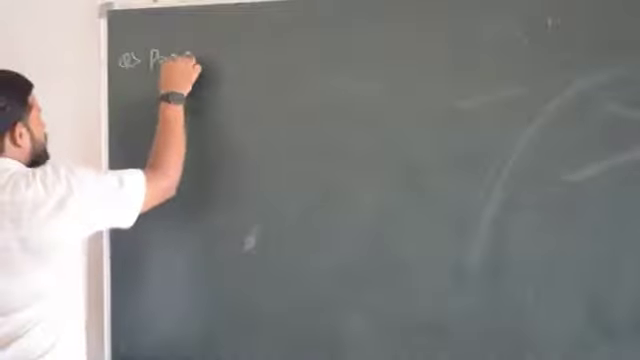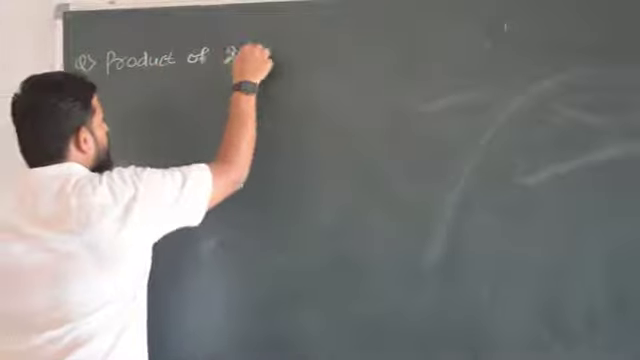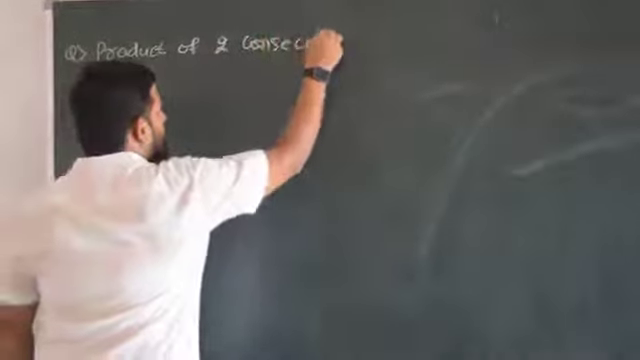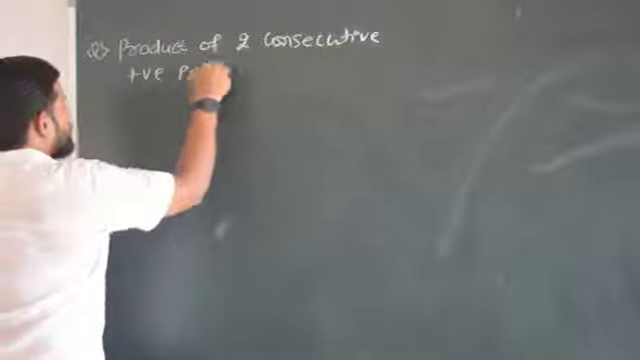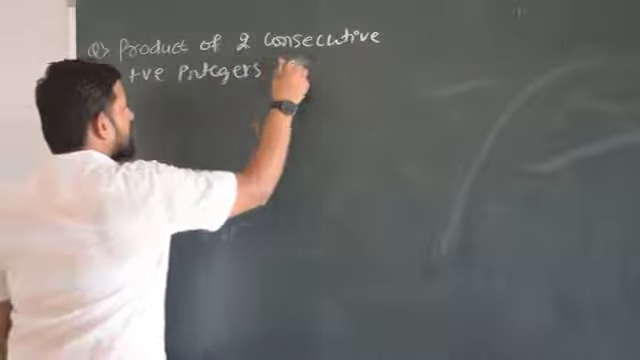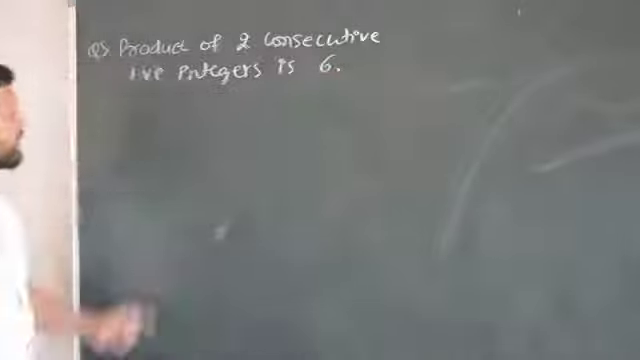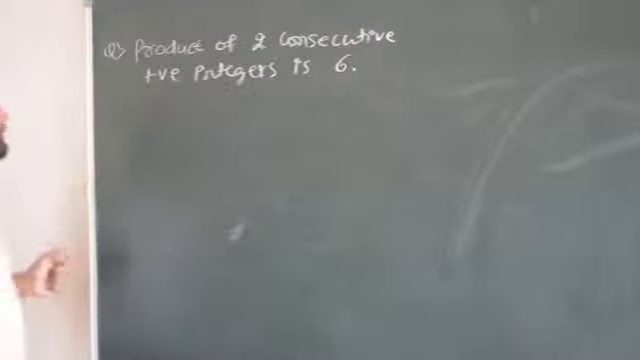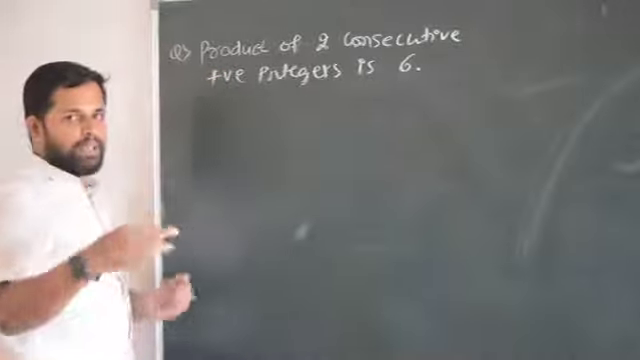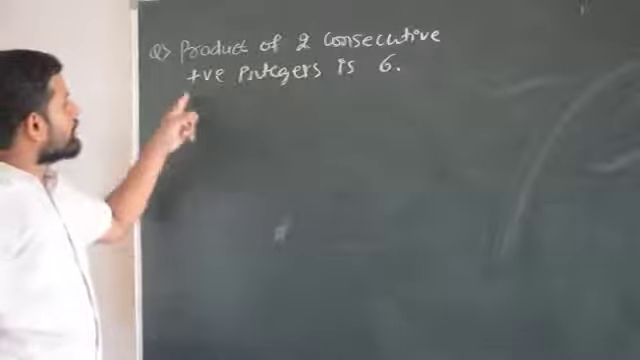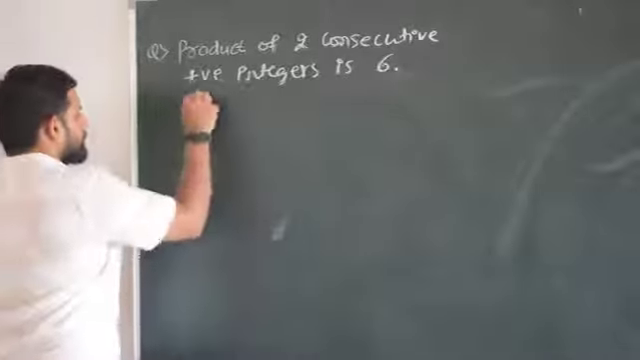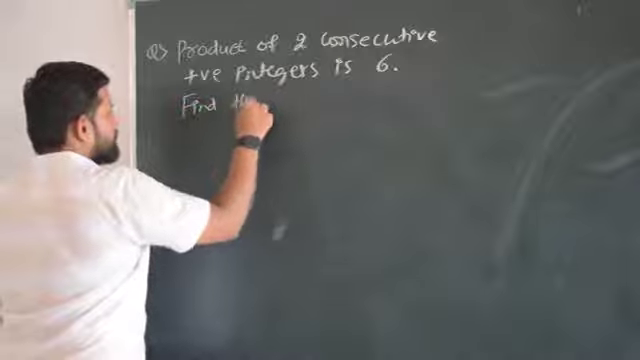Okay, now they are saying something like a product of, write on this question: product of two consecutive positive integers is 6. What is this? Product of two consecutive positive integers. Those integers are positive. Even integers can be negative also, but they are saying positive integers. Product of two consecutive positive integers is 6. Find them. They are saying find them.